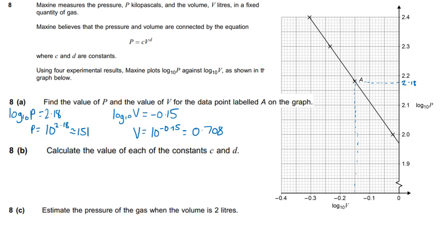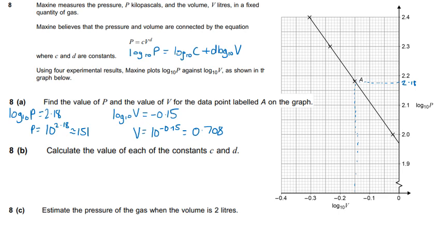8b, calculate the value of each of the constants C and D. So how do I do that? Well, if I take logs of this equation, so log base 10 of P is equal to log base 10 of C plus D log base 10 of V. Okay, so on the right hand side I've used two log rules. I've got a product C times V^D, and also the D can come down as a coefficient.